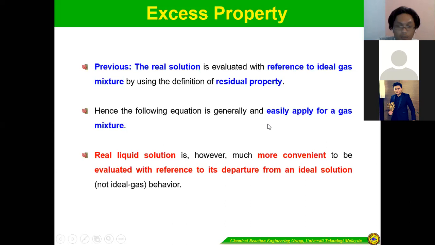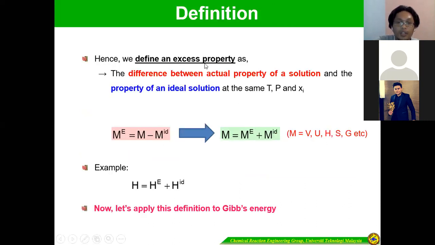How to calculate that? We introduce another property, which we call excess properties. It is almost similar to residual properties, but not the same, since excess properties are only available for a mixture or solution. So we define an excess property as the difference between the actual properties of a solution and the properties of an ideal solution at the same temperature, pressure, as well as composition.